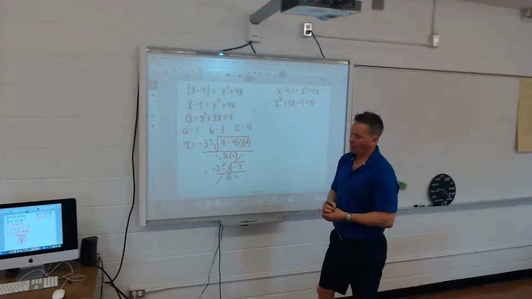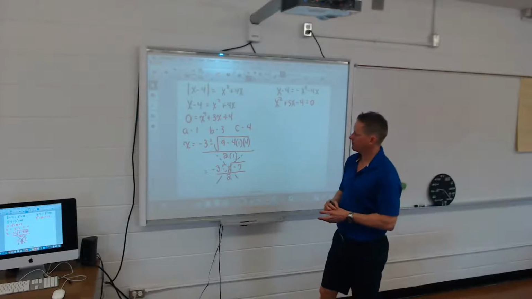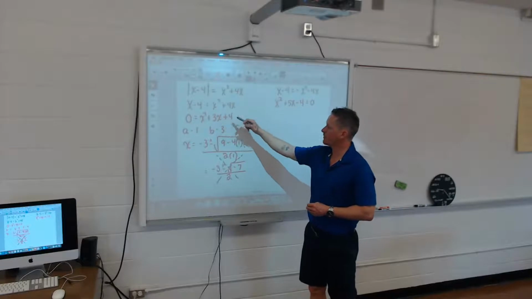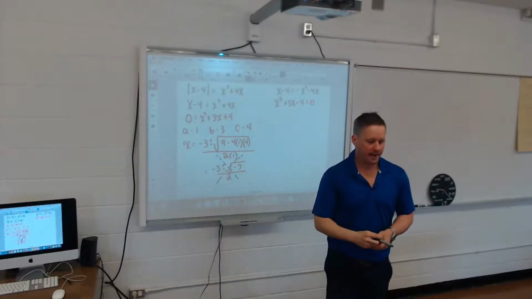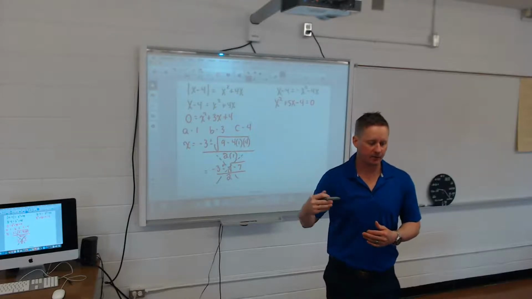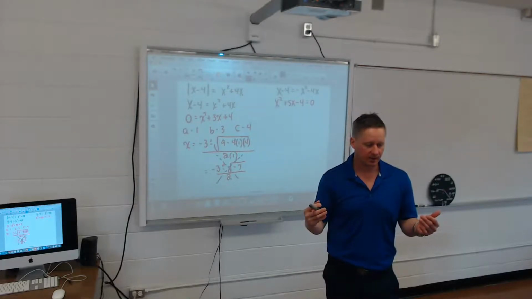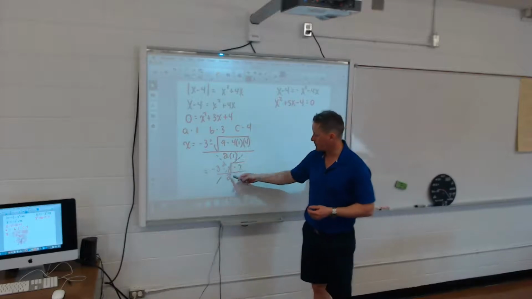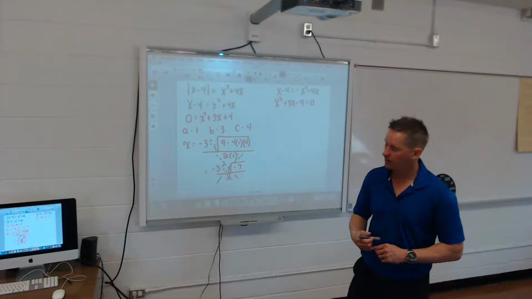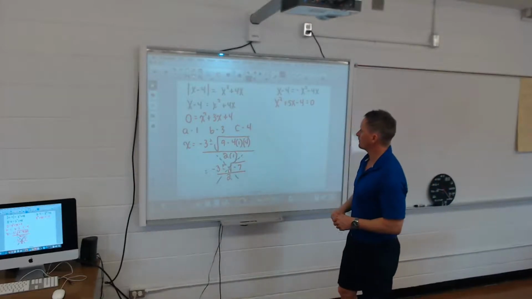Okay? Now, one of the things I want you to understand here is if I have 0 equals x squared plus 3x plus 4, that is a parabola that is above the x-axis, so it doesn't have any roots or x-intercepts. So that's why I end up with a solution that doesn't work here. So there's no possible answer for 0 equals x squared plus 3x plus 4.